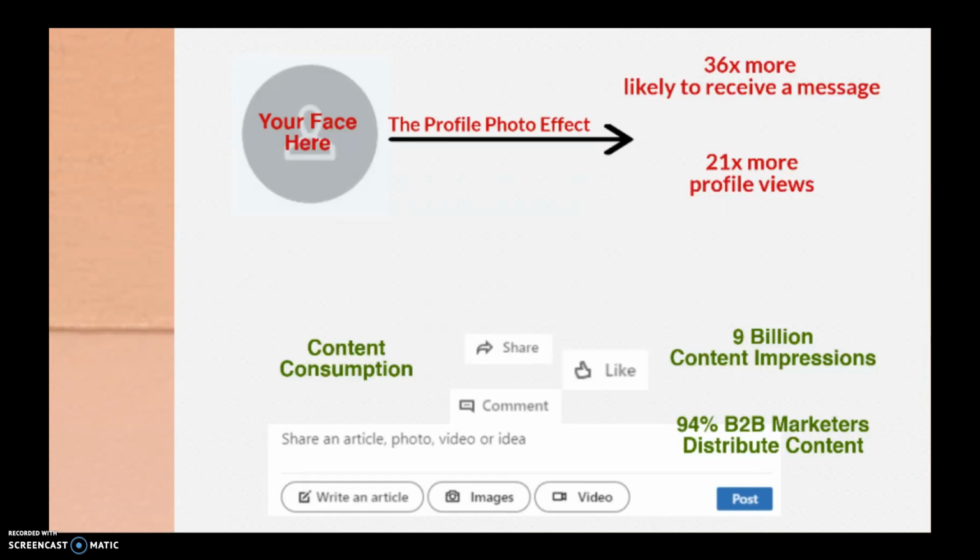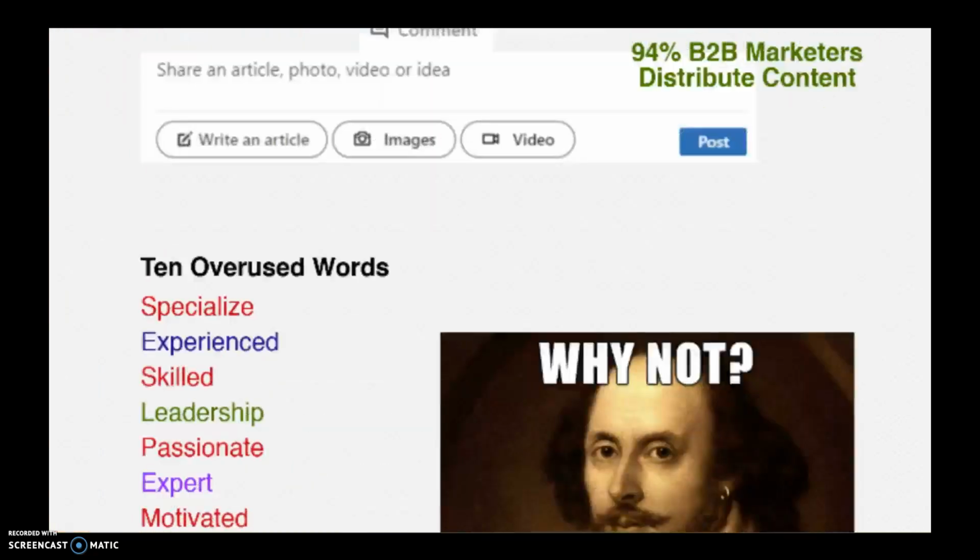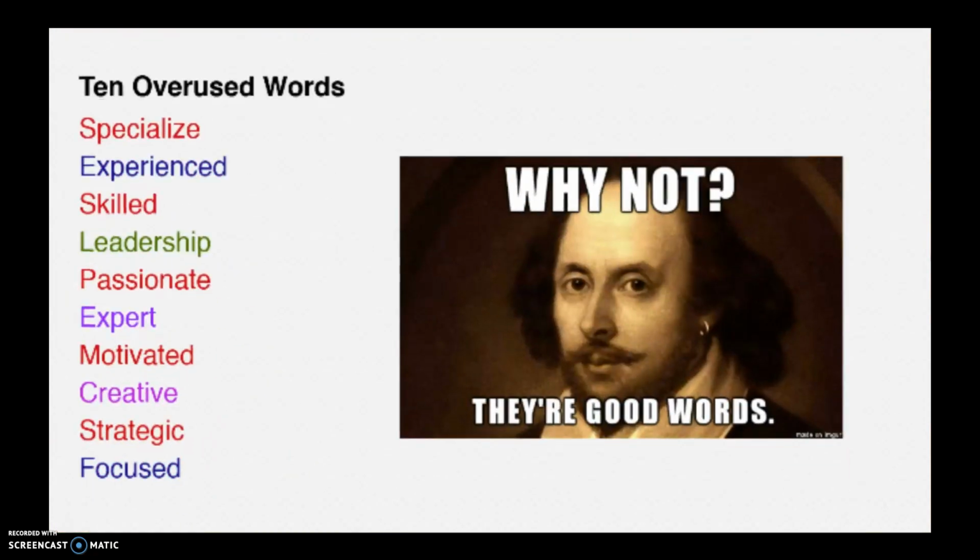Content consumption on LinkedIn, just like pretty much on other social networking platforms, is done by sharing, commenting, liking, and posting various articles, videos, and images. These are the 10 overused words on LinkedIn. And I have a tip for you. Instead of using these words directly, try to use sentences in your summary that emphasize these attributes. For example, instead of saying that you are experienced in a field, say the number of years that you worked in that field.